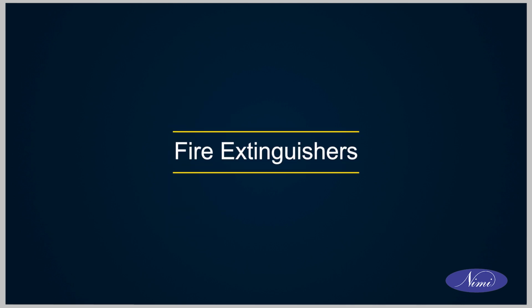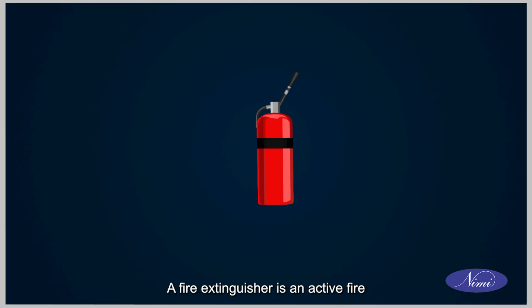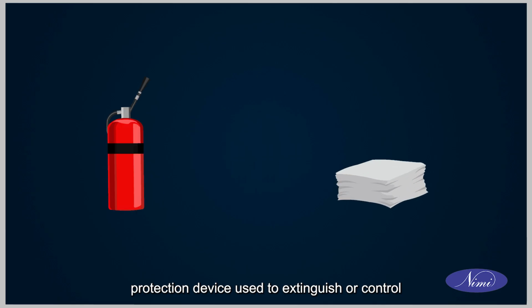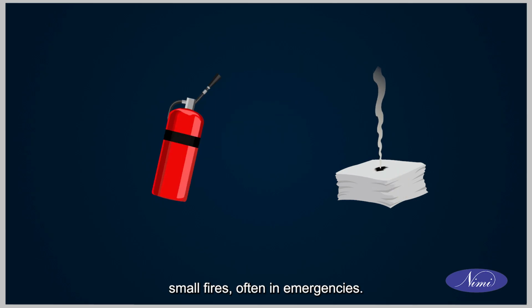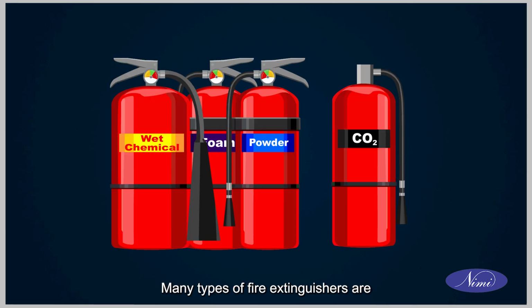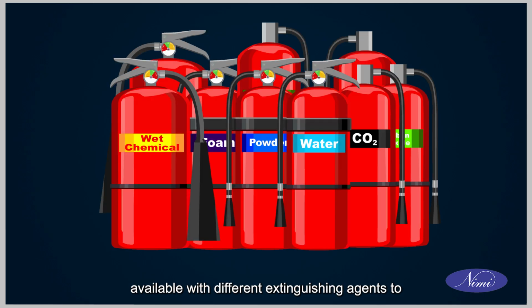Let us now learn what fire extinguishers are. A fire extinguisher is an active fire protection device used to extinguish or control small fires, often in emergencies. Many types of fire extinguishers are available with different extinguishing agents to deal with different classes of fires.